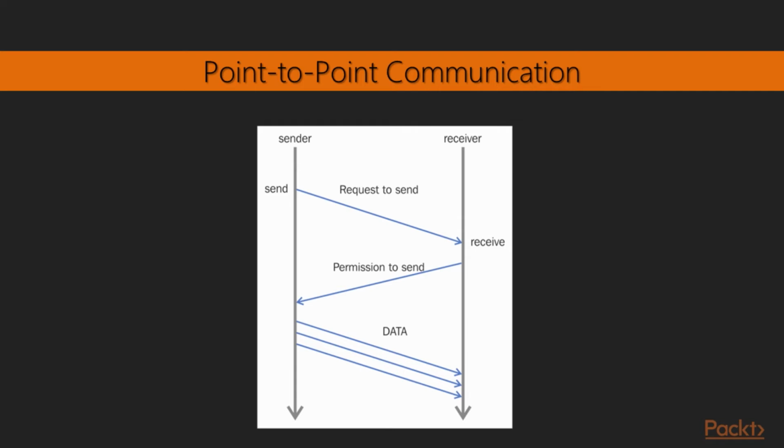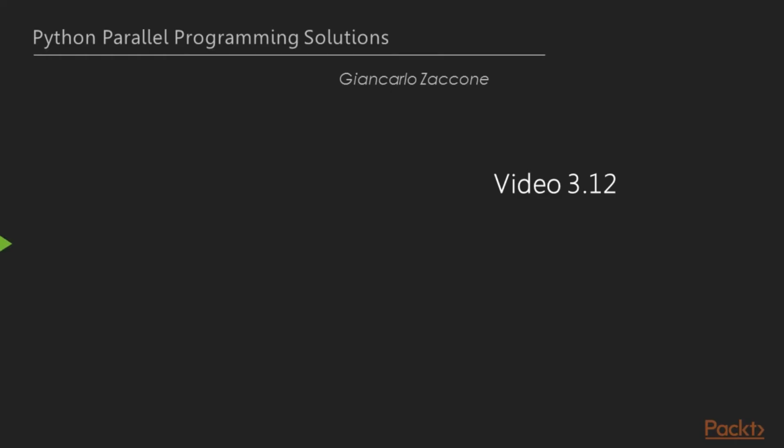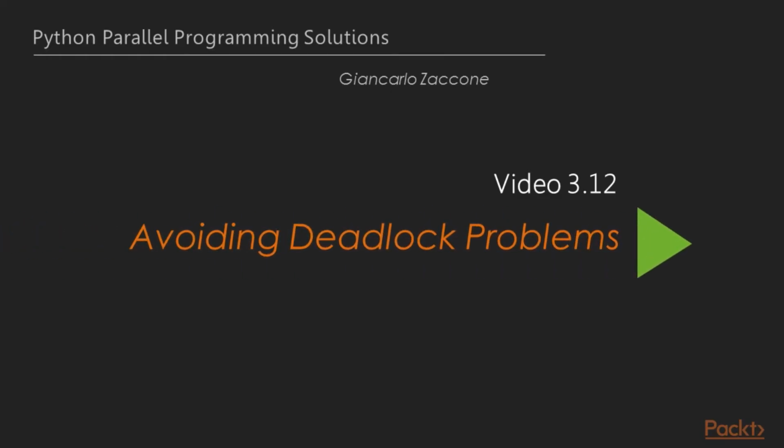Amazing! So we carried out the point-to-point communication in this video. In the next video, we'll see how to avoid deadlock problems. In the previous video, we carried out point-to-point communication. This is the 12th video, Avoiding Deadlock Problems.